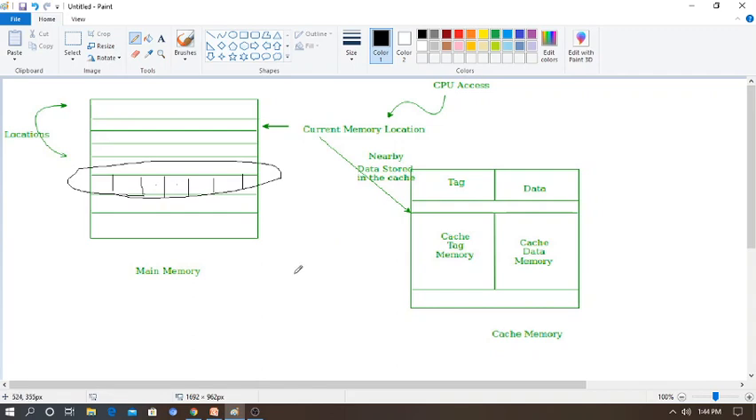Also remember, the example for spatial locality is loops and programs. Most programs follow this only: the current memory location and its neighbors are all used together. So I hope that you understand this.